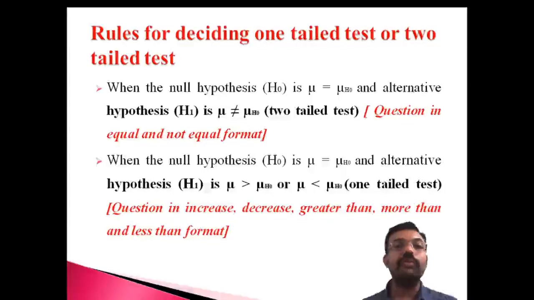It's not a strict rule for selecting one-tailed and two-tailed, and it is mainly applied for the Z test and T test. If the question is in an equal or not equal format, it is two-tailed. Otherwise, if it uses increase, decrease, less than, or greater than, it is a one-tailed test. For a one-tailed test, consider the bracketed table values. For a two-tailed test, select the bold table values. That's the rule for deciding one-tailed and two-tailed tests.